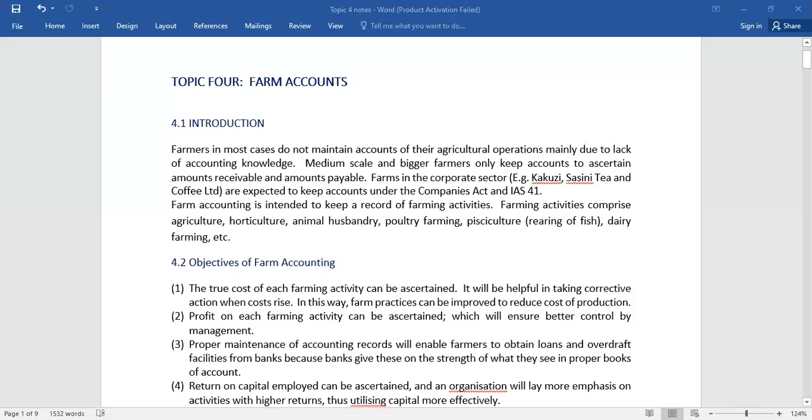So we were trying to trace where the notes were. Are we back? Can you see my screen?